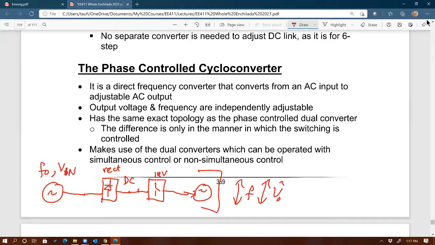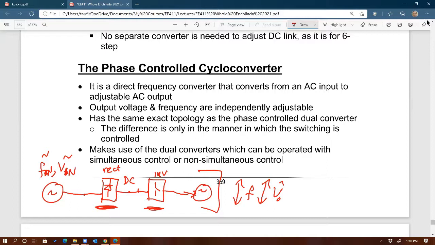This should be V in, sorry. Fixed frequency input, fixed amplitude of input, to adjustable frequency out and adjustable RMS out, by introducing a rectifier followed by an inverter. So this is called a two-stage approach, where you rectify first to DC and then you invert it back to AC.